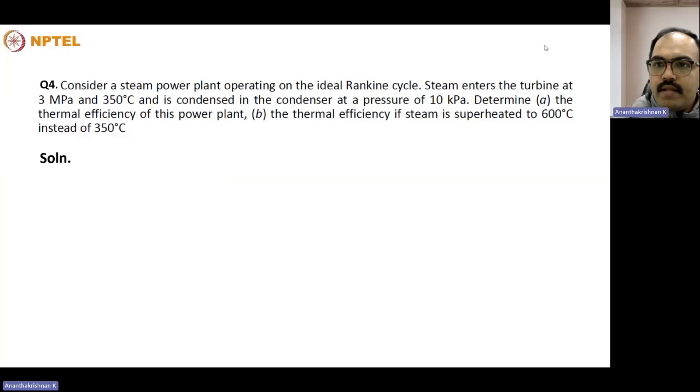So it's a steam power plant that operates on ideal Rankine cycle. Steam enters a turbine at 3 megapascal, 350 degrees Celsius, and the condenser is at 10 kilopascal. We have to determine the thermal efficiency of the plant, and the thermal efficiency if the steam is superheated to 600 degrees Celsius instead of 350 degrees Celsius.